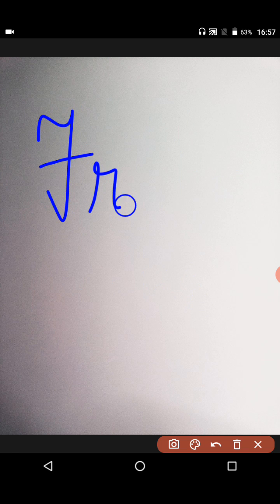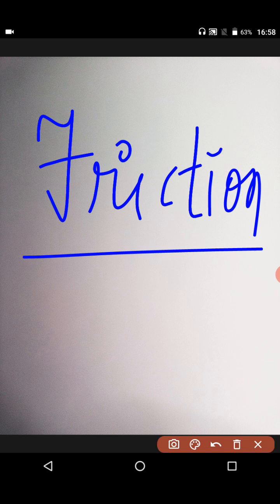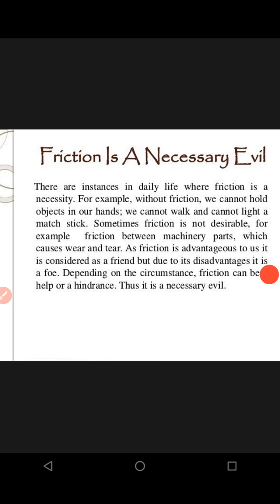Now we have to discuss the advantages and disadvantages of friction. It is also called a necessary evil. I think your teacher might have told you. Yes, there are many instances in your daily life where friction is a necessity. For example, you can't even hold anything in your hands if friction is not there. You can't walk, you can't even light a matchstick.